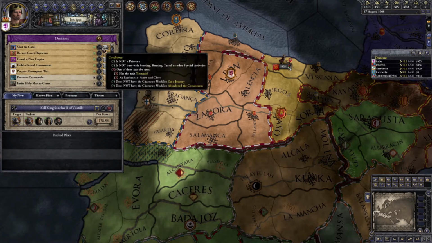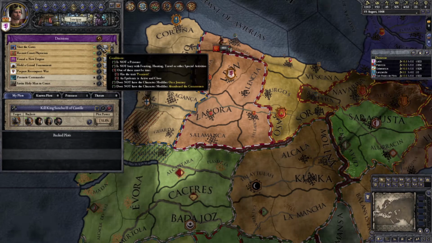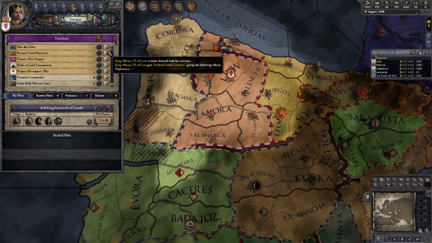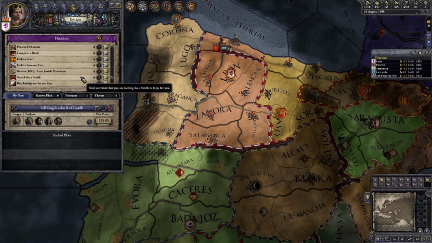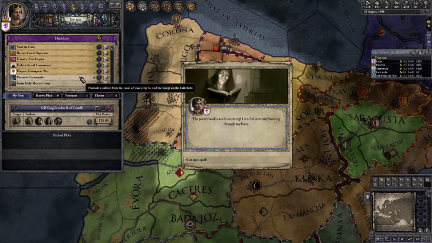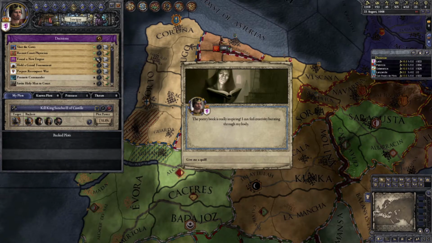Oh, that's cool. Yeah, it's interesting. Oh, you got a lot of cool decisions here. Very different from like Europa Universalis 4, where it's more national level choices. This is all about individual choices.